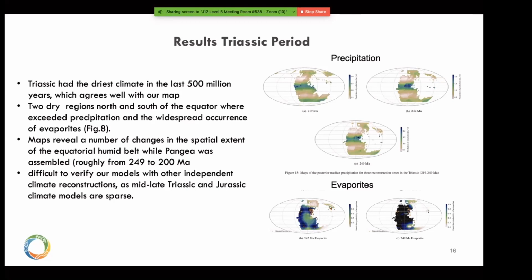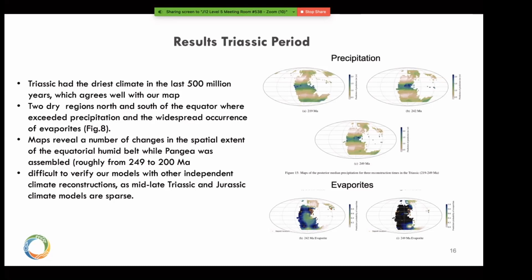So as the second one said, the spatial extent of the humid equatorial belt changed quite a lot. And as you can see, a lot of the evaporites are here, where the precipitation is low. And here you can see the probability of evaporites. You're getting high probability of evaporites at those low precipitations. So that's the Triassic period.